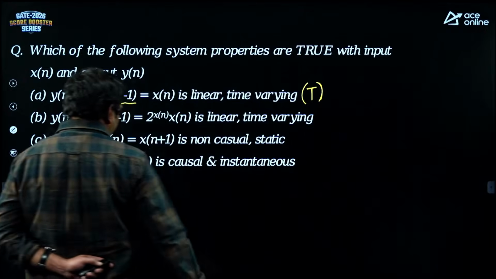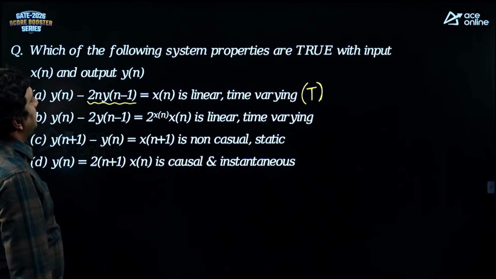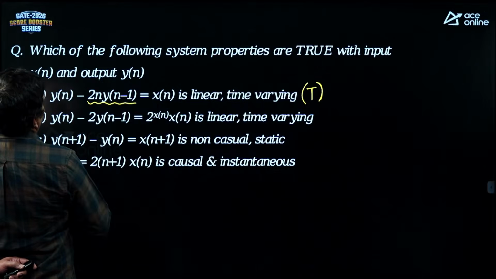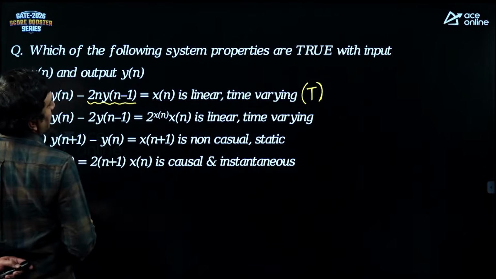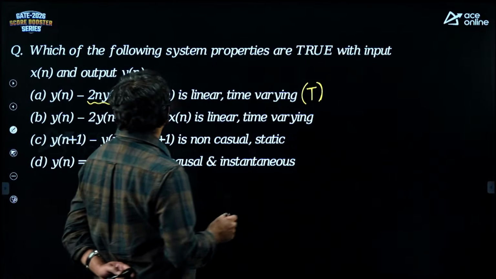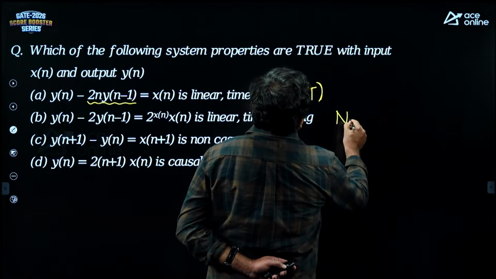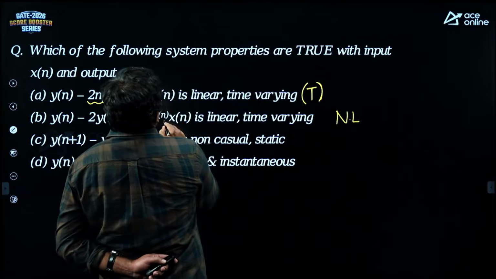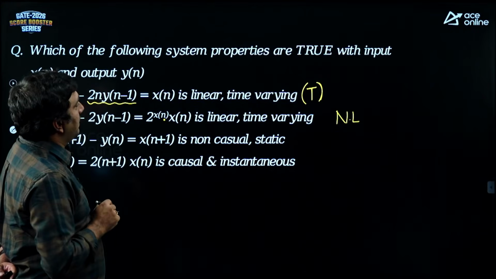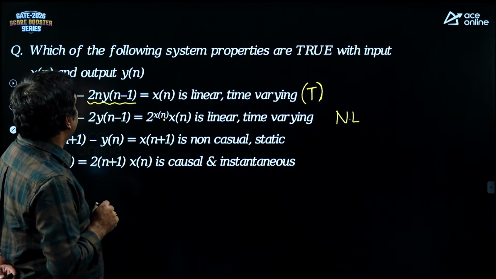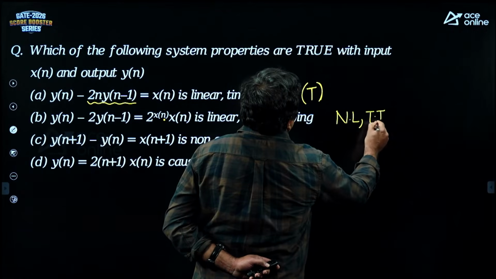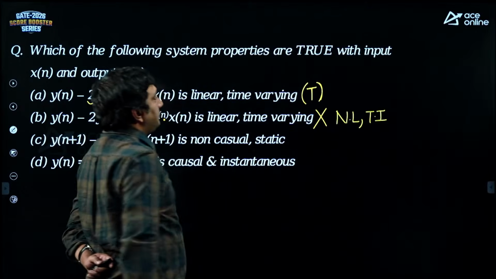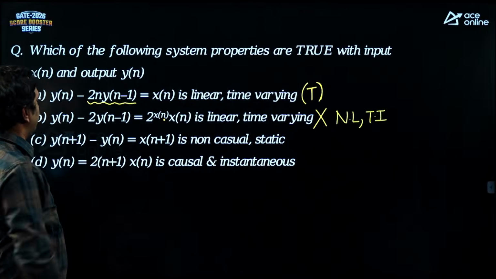What is the second expression? y[n] minus 2 times y[n minus 1] equals 2 power x[n] times x[n] is linear, that is wrong. It is non-linear because it is a product of unknown signals, 2 power x[n] times x[n]. The coefficients are fixed, so it is time invariant. All the coefficients are fixed here.